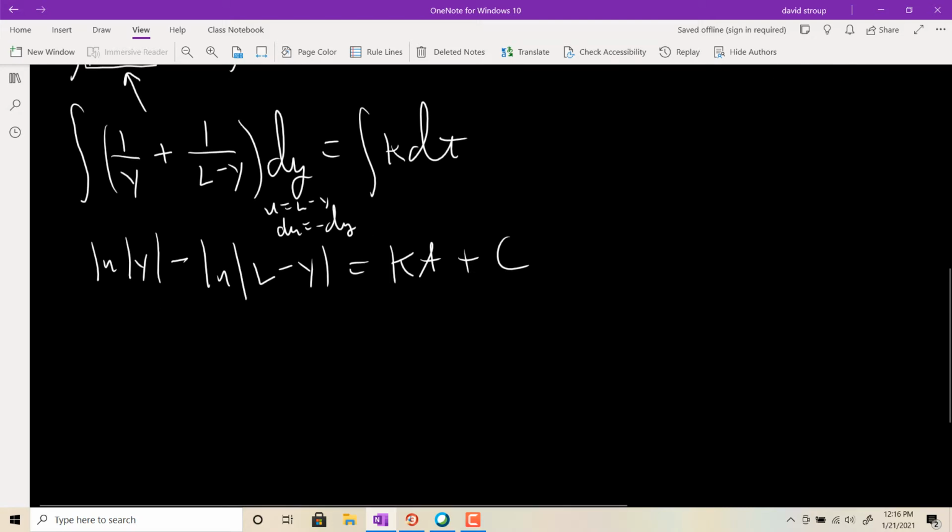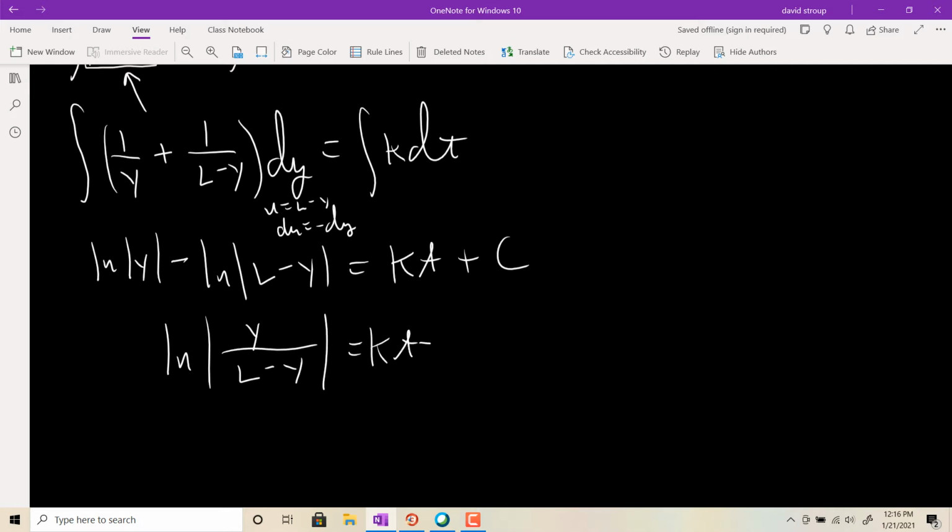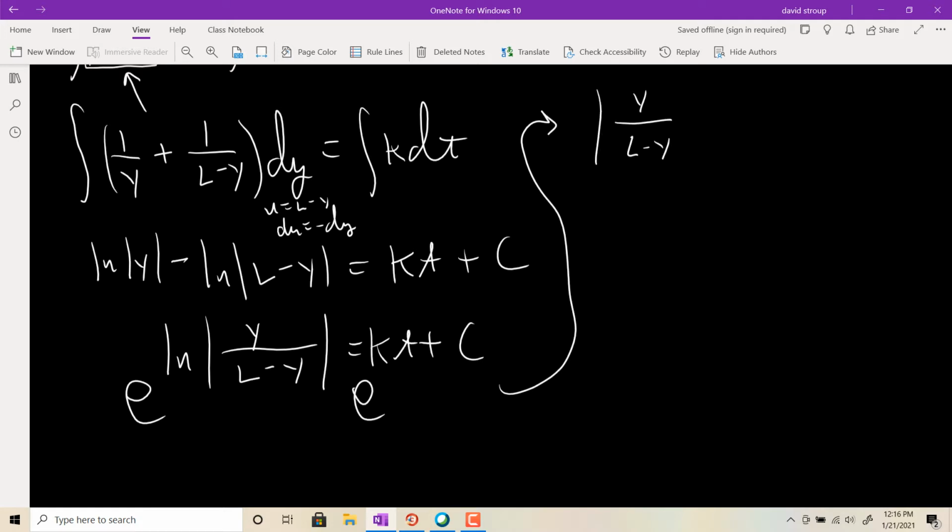Okay, I want to get an explicit solution, so I'm going to use the rules of logarithms to rewrite this difference as a log of a quotient. So I'm y over L minus y. And then I'm going to exponentiate both sides. Okay, so I'm going to end up with absolute value of y all over L minus y, and that'll equal e to the c times e to the kt. And then I am dropping the absolute values, replacing with a plus or minus, and then replace that just with a big constant C.